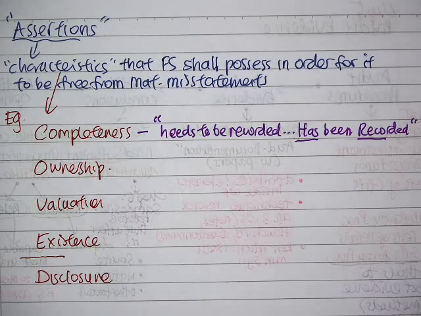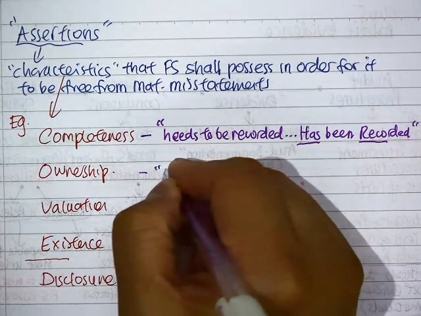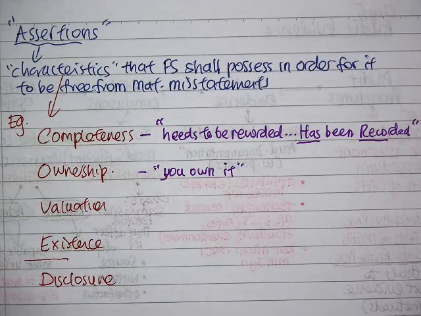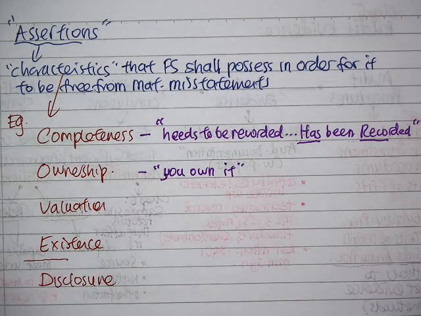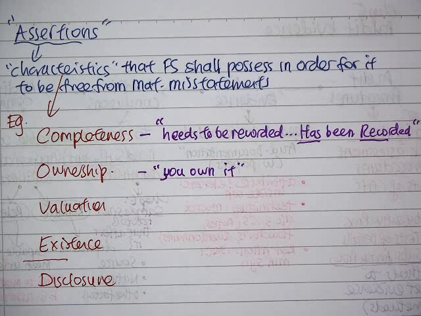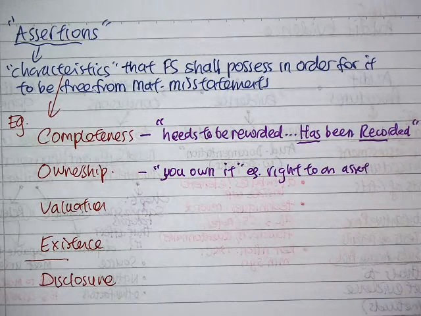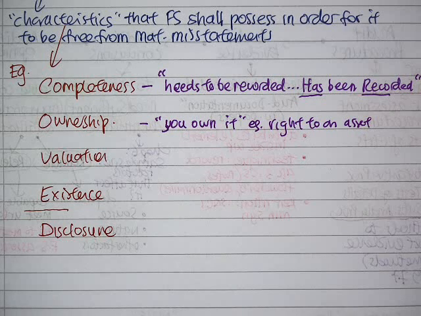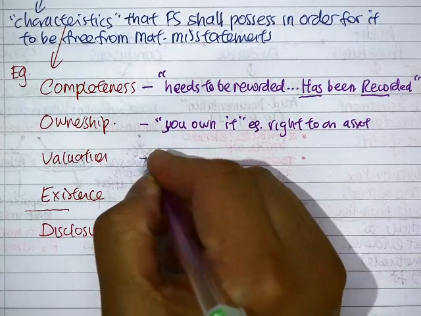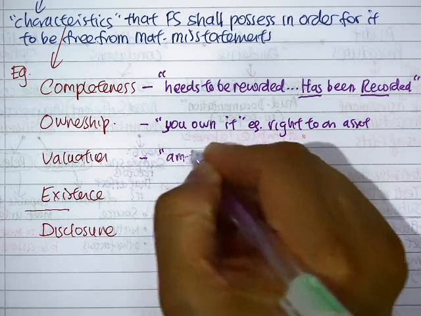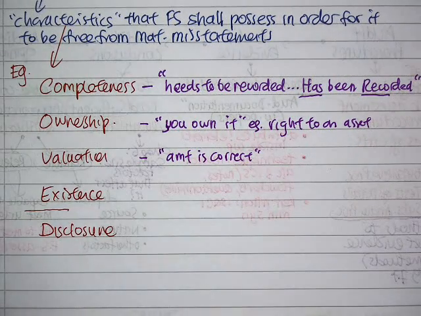So what do you mean by ownership? Ownership refers to you own it. It's yours. So usually we refer to an example like an asset. You can only say that you're the owner of the asset when you hold the rights to the asset. That's called ownership. Then valuation. Valuation is amount, right? Figure, right? Can you hear? Valuation is amount, figure. So the idea of valuation is to tell you that the amount is correct. The carrying amount in the account is correct.